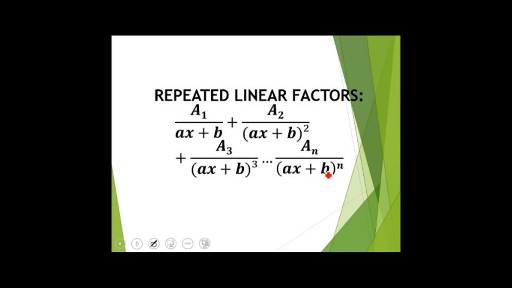Second case is when the denominator has repeated linear factors. We can further express the rational fraction into its partial fractions by using the expressions A sub 1 all over ax plus b, plus A sub 2 all over quantity ax plus b to the second power, plus A sub 3 all over quantity ax plus b to the third power, and so on.